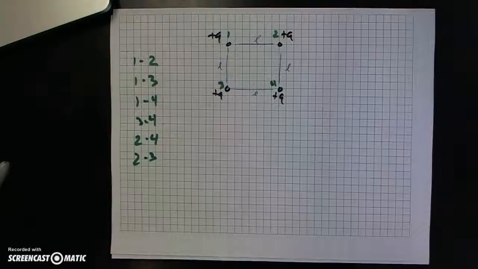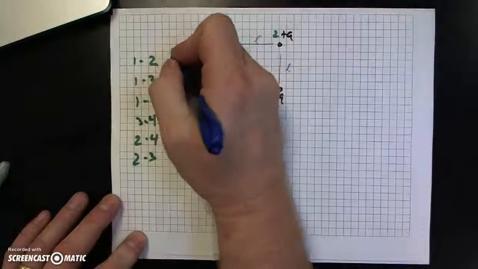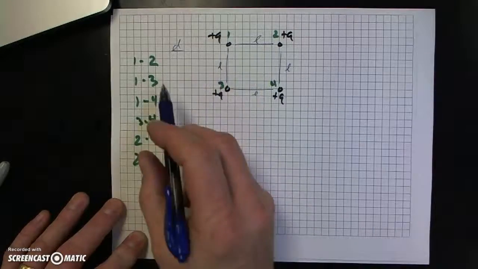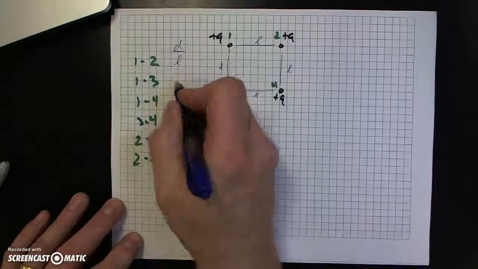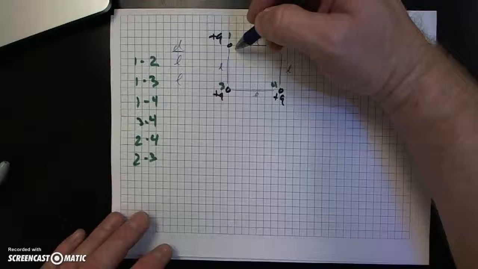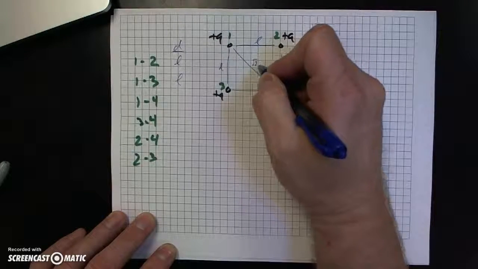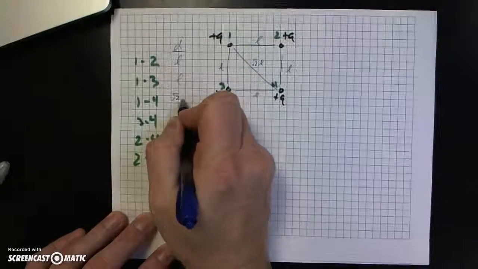So if you look at this diagram, 1 and 2 are a distance L apart. So I'm going to make a little distance column. So from 1 to 2 is a distance of L. And then from 1 to 3 is a distance of L. 1 to 4, however, is this distance right here. It's this guy right here. So this becomes square root of 2 times L. So 1 to 4 is the square root of 2 times L.